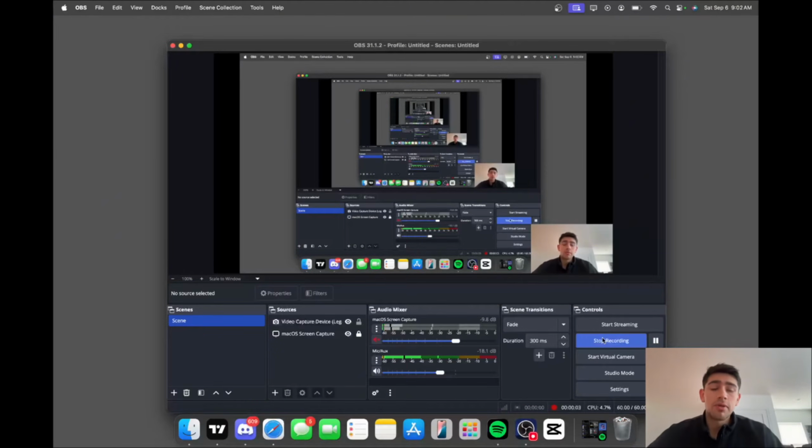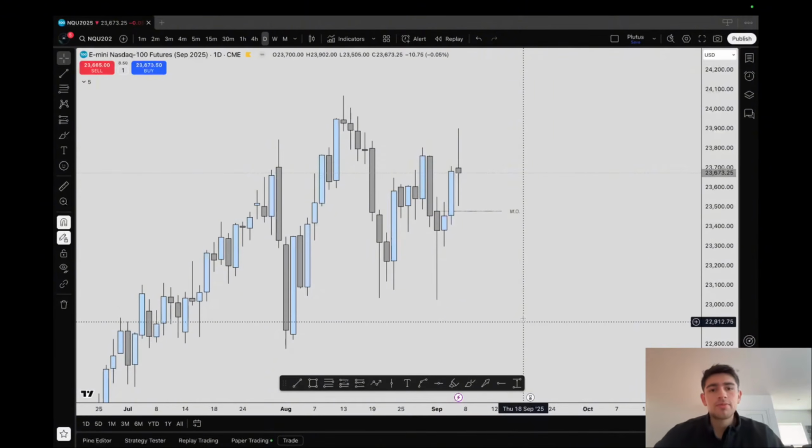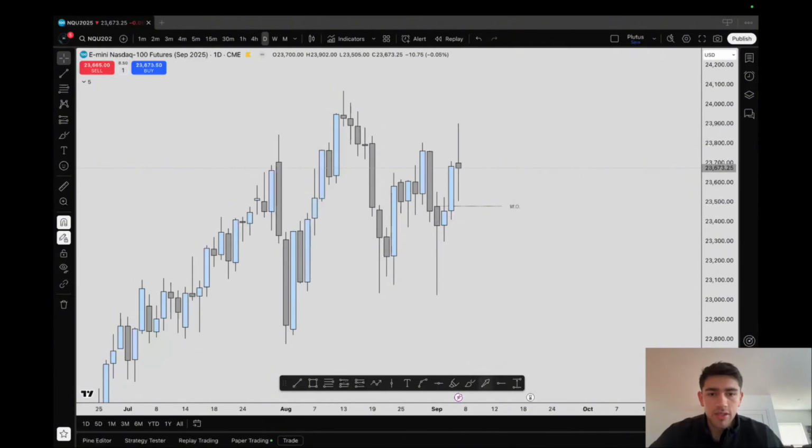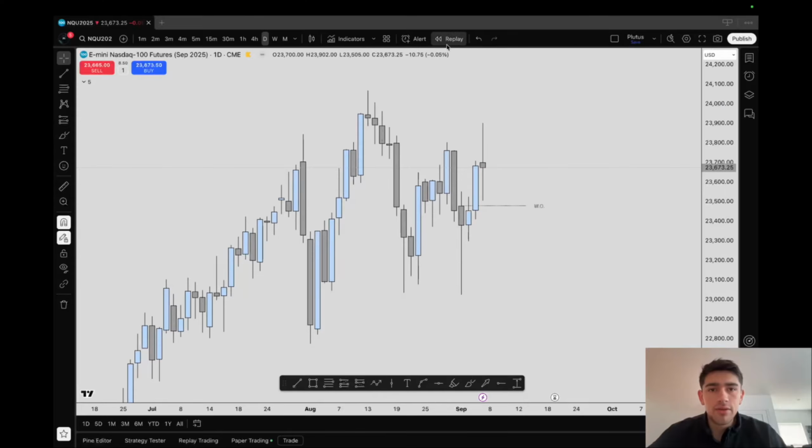In today's video, we're going to be going over how to identify the draw on liquidity. So for example, we're going to start off with this week, just based off of price action, and we're going to start off with the daily candle and then we'll go from there.